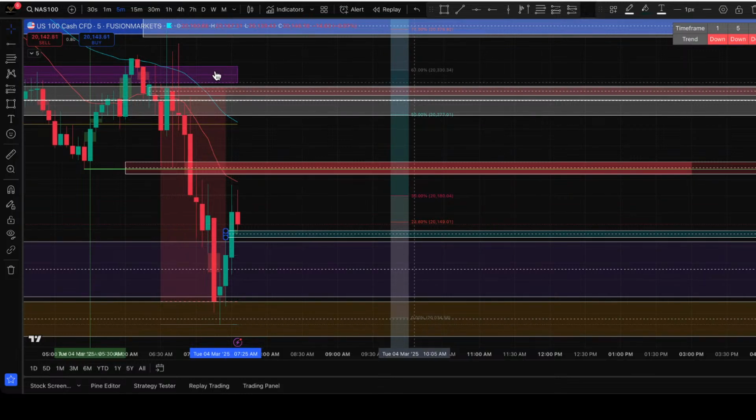Right now the purple zone and all these areas of interest, they're right in the golden zone, 61% of that bigger range. So we filled in this fair value gap on the 5. The 1 still stays. Let's see if it bounces off the 1. There is no 5M fair value gap.